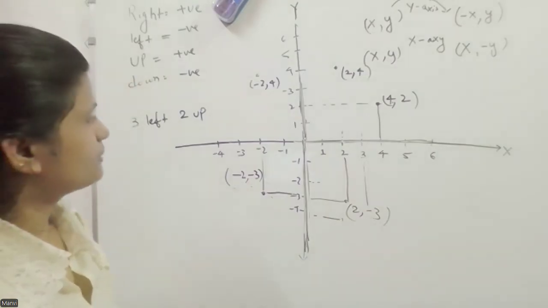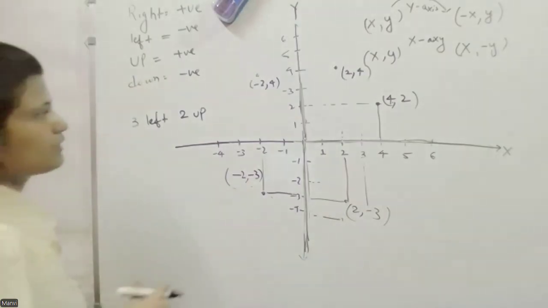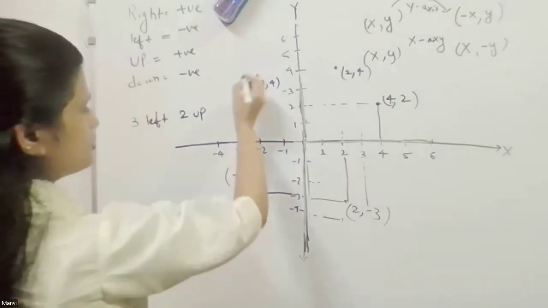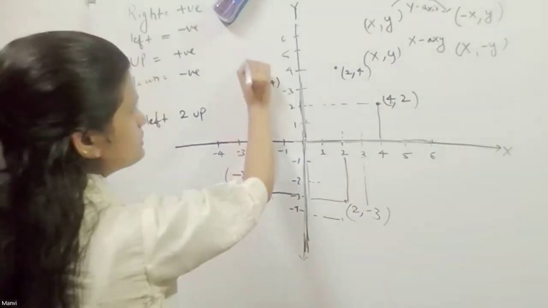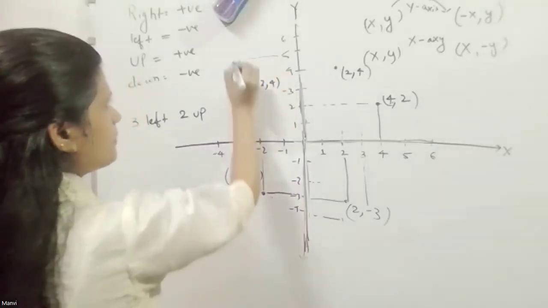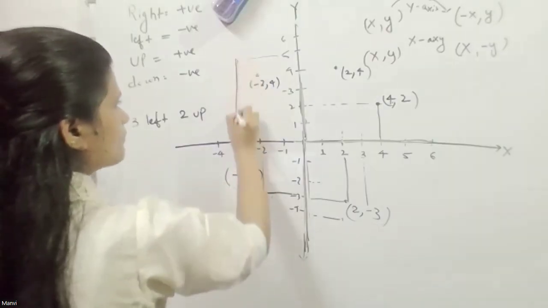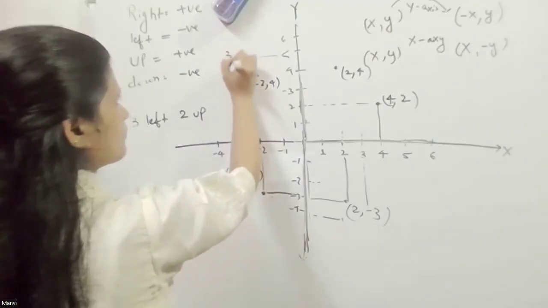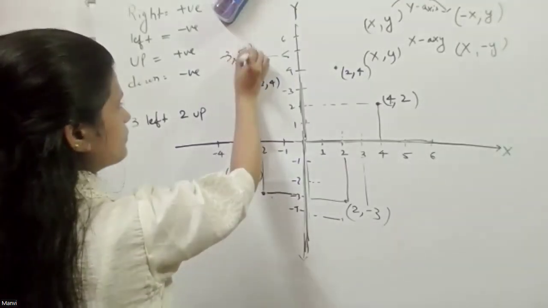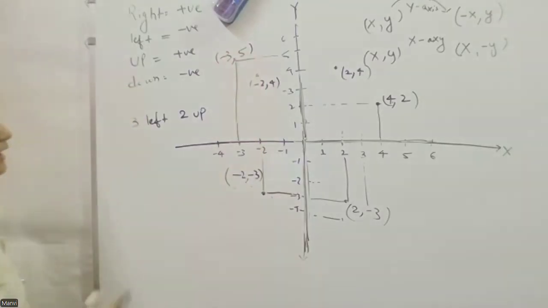Okay, one last one. If you made it correct, then we can proceed to the next type of question. So please try to make it correct. This point 3, -3, 5. Reflect this in x-axis.